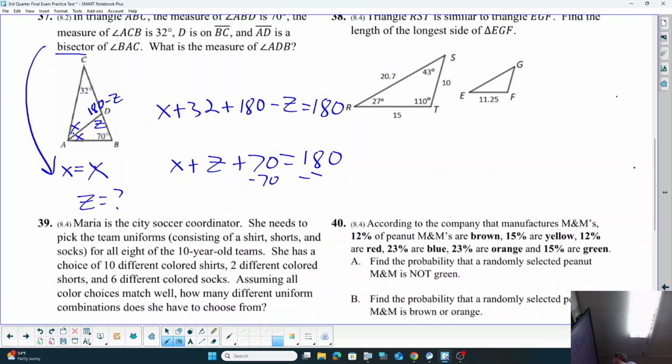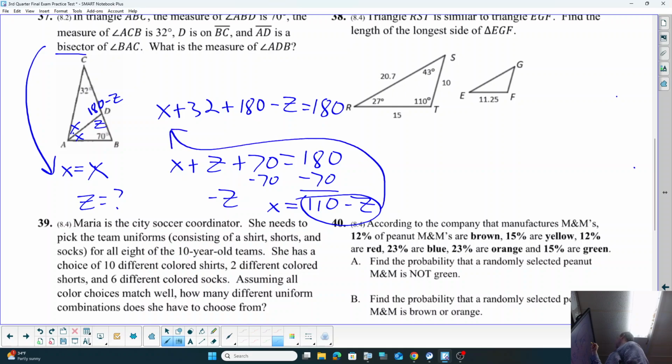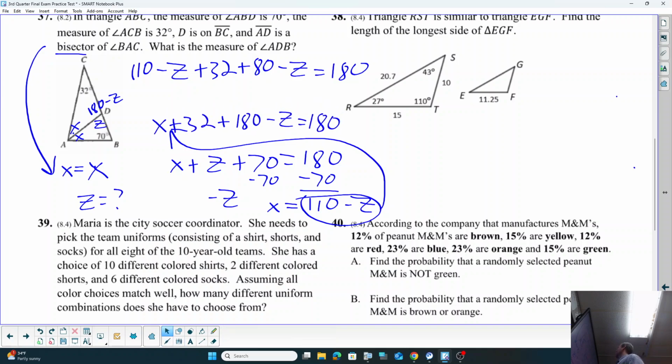So we'll minus 70. That's 110. And then we'll minus z. So x is equal to 110 minus z. And then we're going to plug it right in here. So that's going to be 110 minus z plus 32 plus 180 minus z is equal to 180. Cool. So 80 plus 32 is 80, 90, 100, 112.